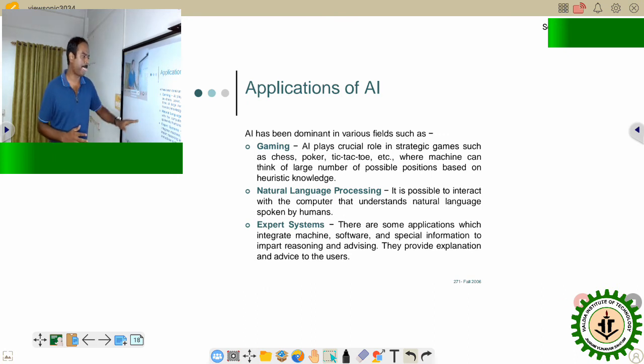Natural language processing. Obviously here we can see in Google, if we want to say something, it is typed, and if we want to search using a voice message, yes, it is available today. So that is natural language processing. And expert systems: there are lots of software, lots of machines, and lots of databases involved in them.